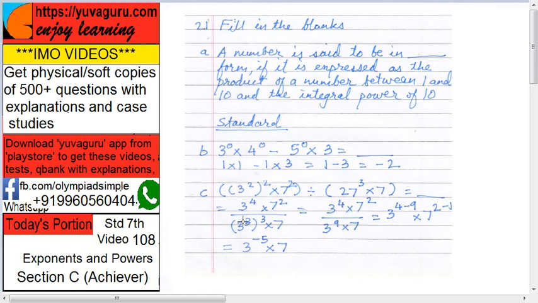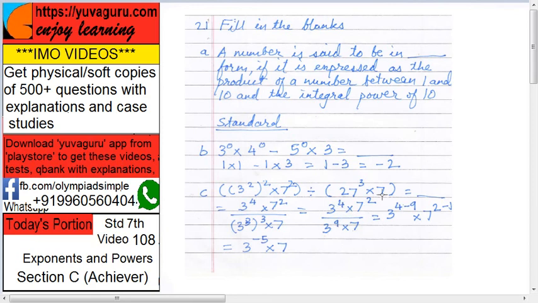So 3 raised to 4 into 7 square, same. Now 27 is what? 3 cube. 3 cube the whole cube into 7. So solve this. So earlier numerator is same, 3 raised to 4 into 7 square upon 3 raised to 3 into 3, 9. 3 raised to 9 into 7.